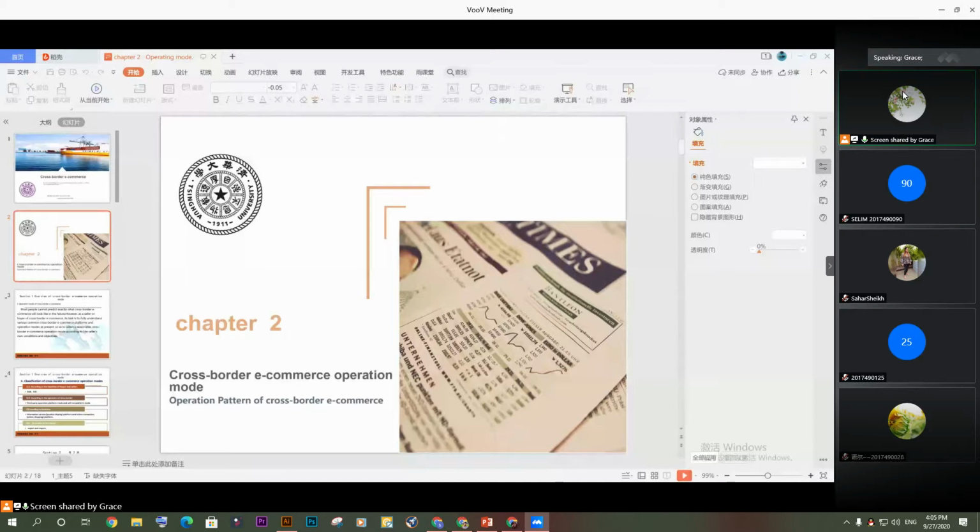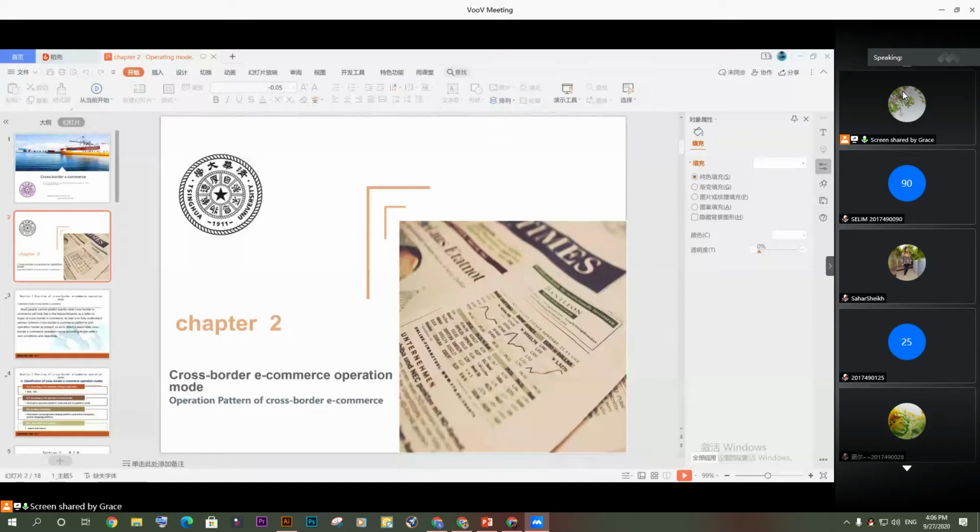Chapter 2. Okay, you guys can see the name of this chapter. That is cross-border e-commerce operation mode. Operation mode, and I will tell you some operation patterns of cross-border e-commerce in this chapter. But there is a question for you guys. Do you still remember what is cross-border e-commerce operation? We have learned this concept in chapter 1.